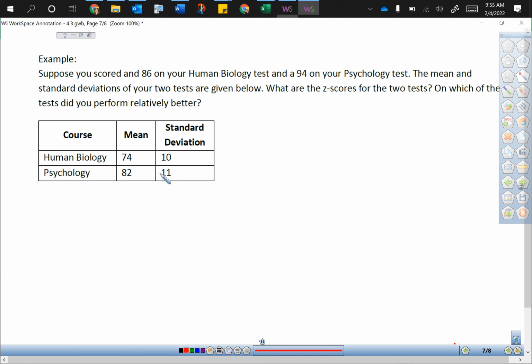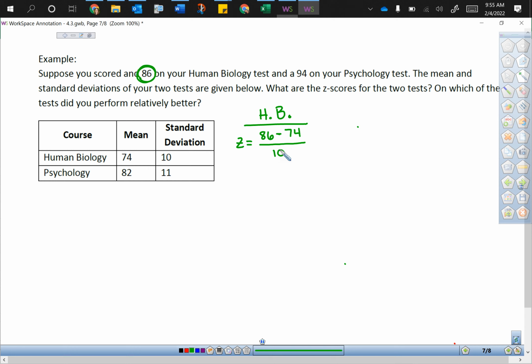So it says, what are the z-scores for the two tests? So the first thing I'm going to do is find the z-score for the human biology test. Okay? Now to find the z-score, you're going to take your score. What was your score on the human bio test? 86. And you're going to subtract the class average, which was what? 74. Then you're going to divide it by the standard deviation, which was 10.